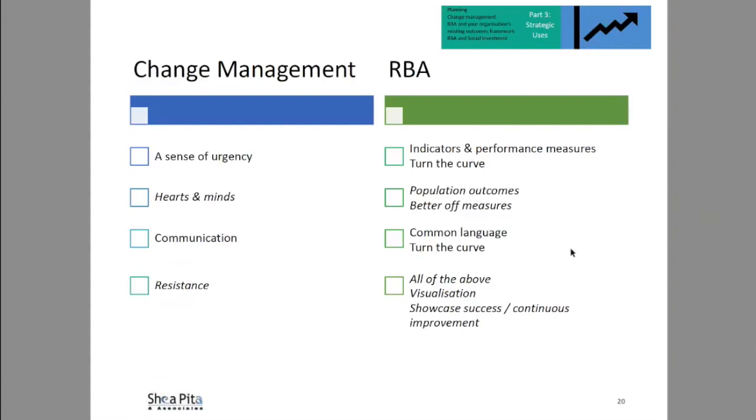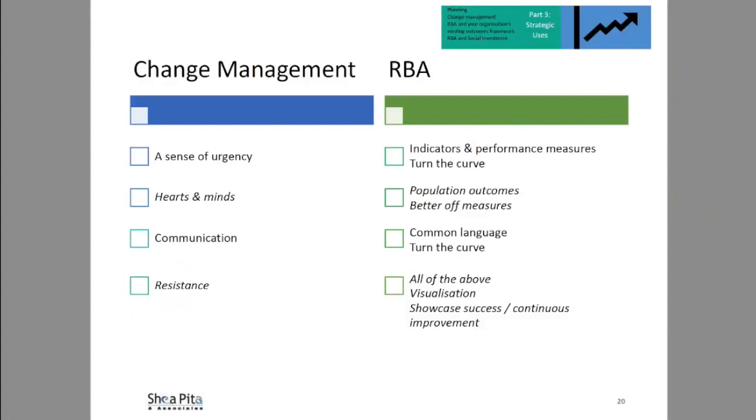Resistance. Okay, so we're always going to get resistance. I love it when you come across it, actually, because it's explicit and you can see it, so you can do something about it. So all of the above, everyone. Visualization is key, and also communicating success and continuous improvement is critical as well. All of those concepts built into RBA.